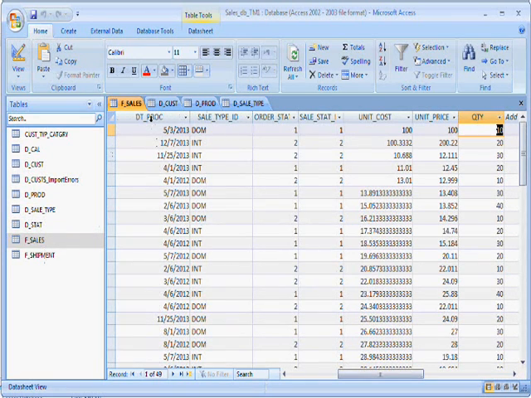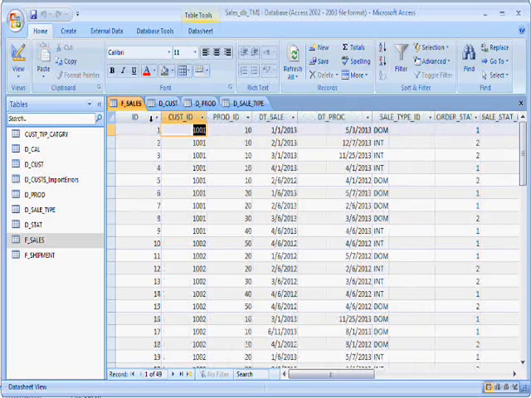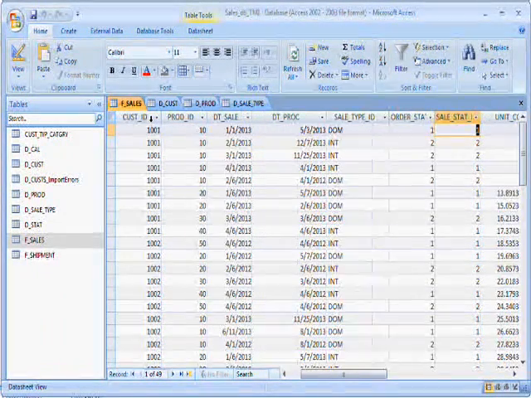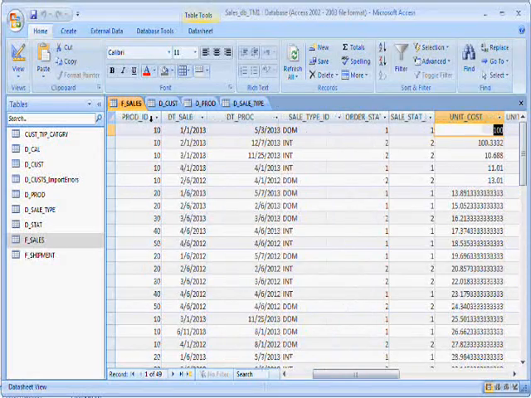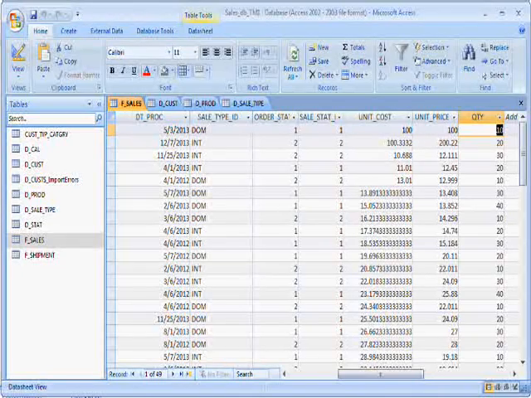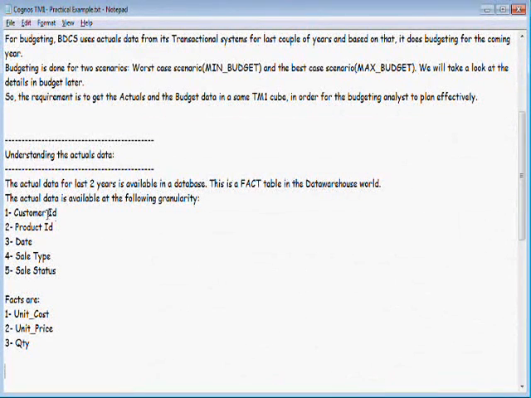So this is back again on the facts. I repeat: customer, product, date, sales type, sales status, unit cost, unit price, and quantity.